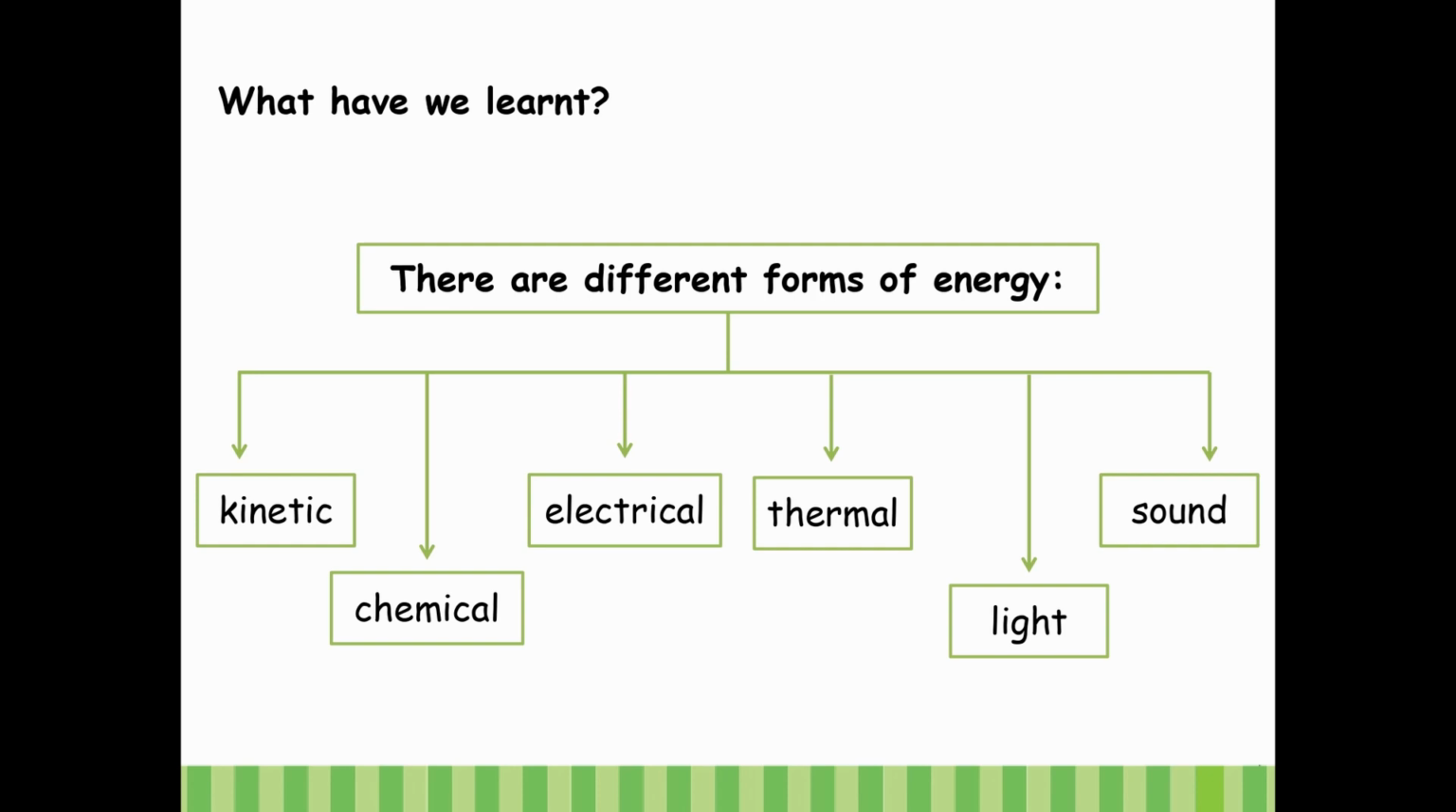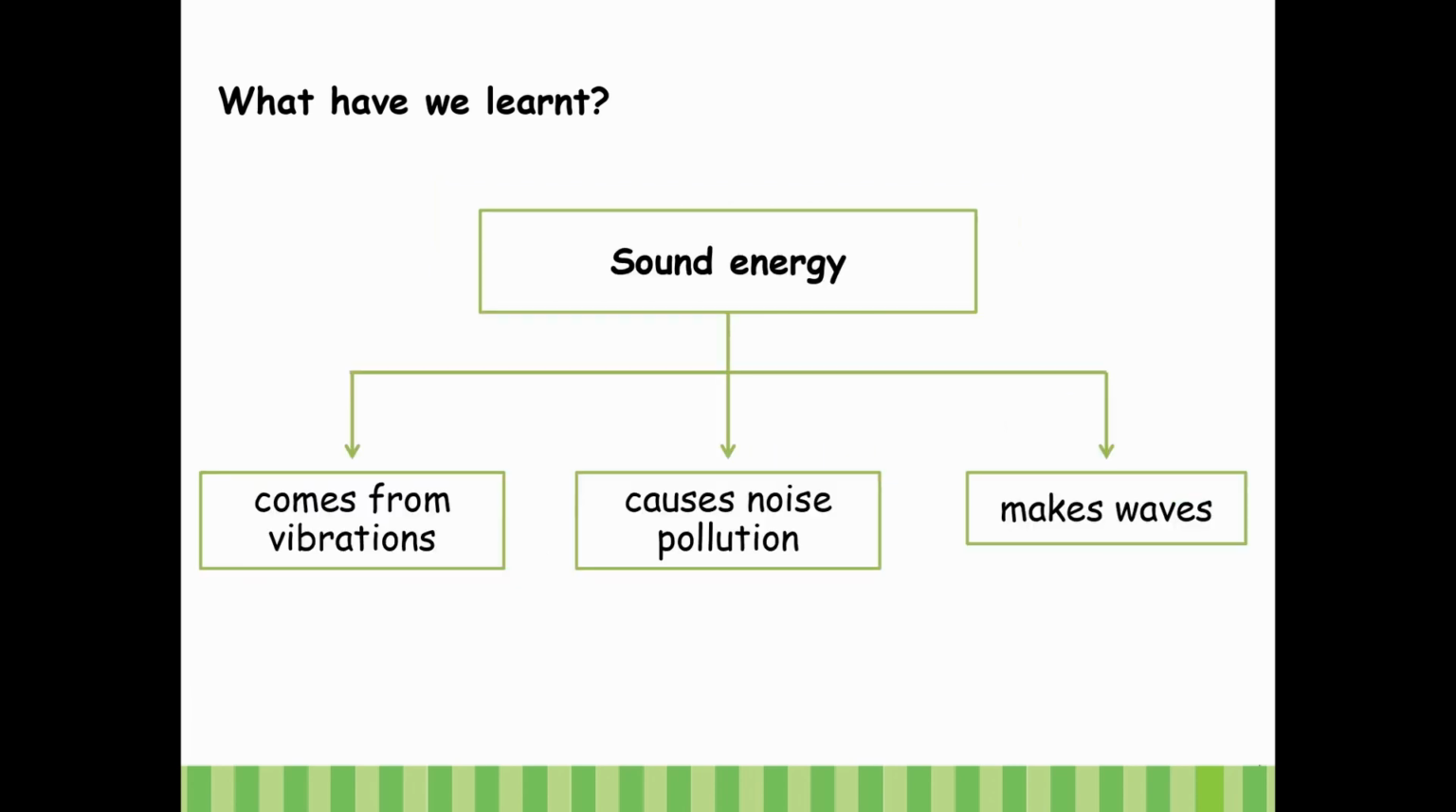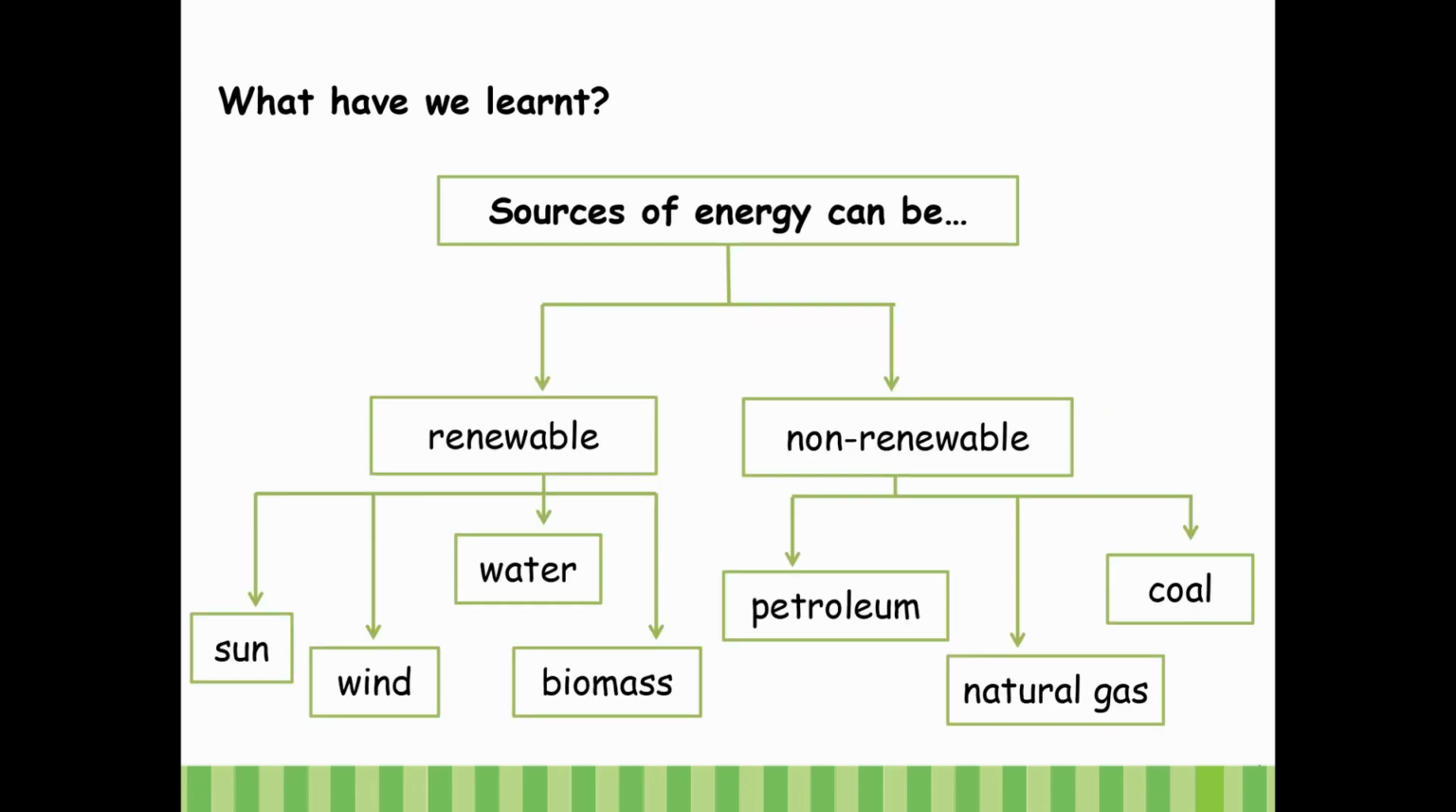What have we learned? There are different forms of energy: kinetic, chemical, electrical, thermal, light, and sound. Light energy. Characteristics: dispersion, reflection, refraction. Materials can be transparent, translucent, or opaque. Sound energy. Comes from vibrations, causes noise pollution, makes waves. Sources of energy can be renewable, such as sun, water, wind, and biomass, or non-renewable, such as petroleum, natural gas, and coal.